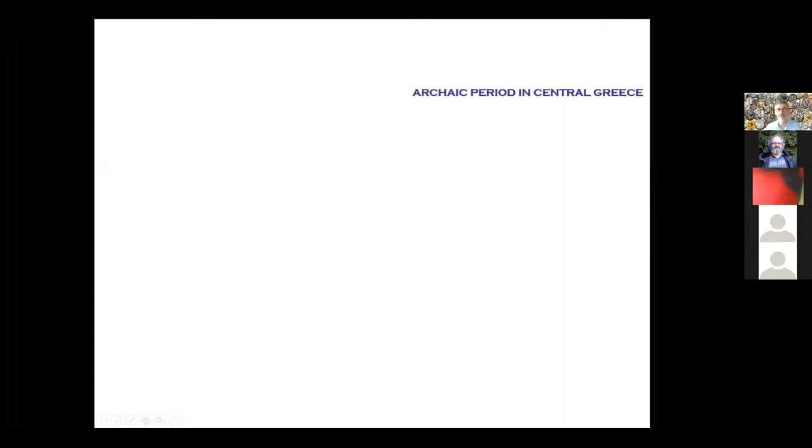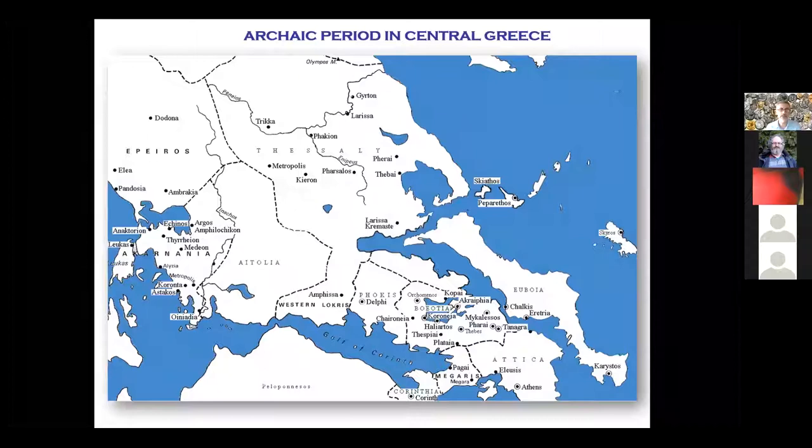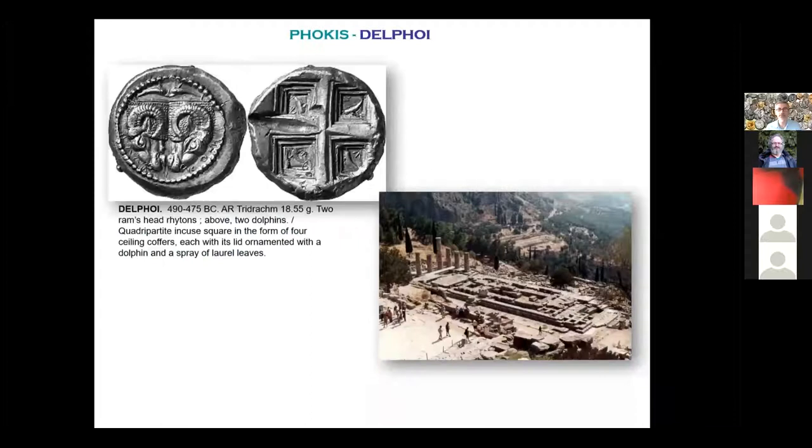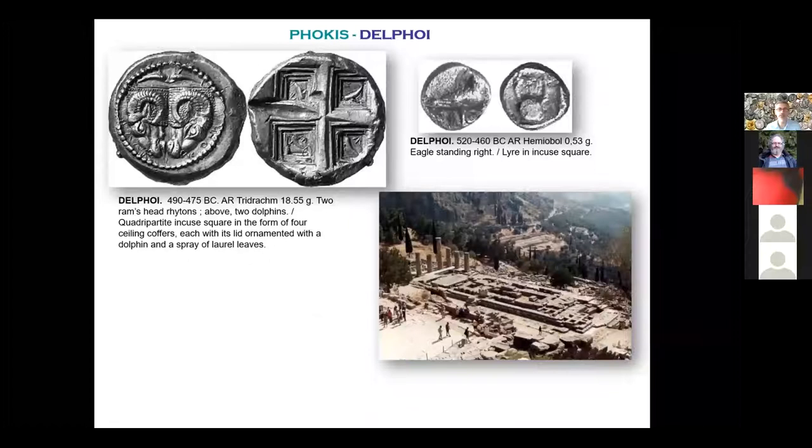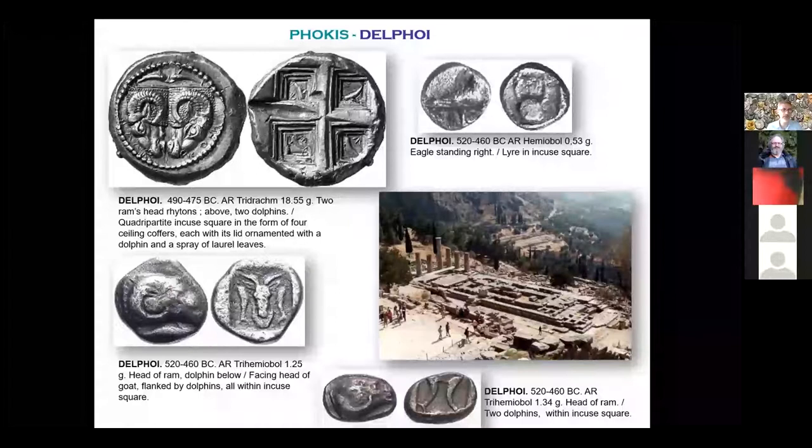Here we have central Greece. Again, not all the cities that you see here minted coinage at that time, but quite a few of them did so. Delphi is one of the prominent oracles of the ancient times. And of course, they minted a lot of coins.